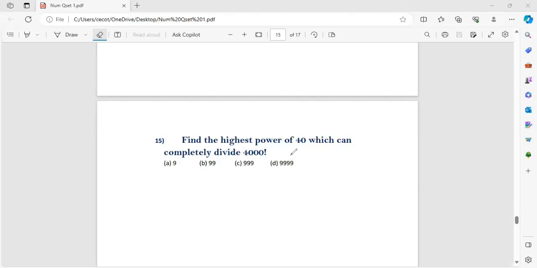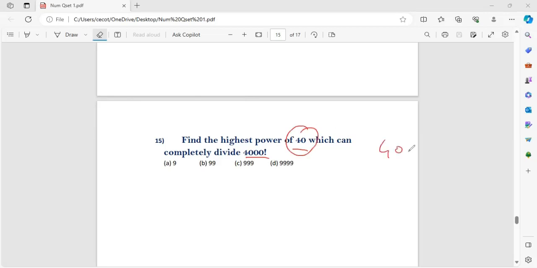Question number 15. An important model as well as a higher variant model. So, the highest power of 40 which can completely divide 4000 factorial. Same logic as trailing zeros. There, we found the highest power of 5. So here you are asked to find the highest power of 40.